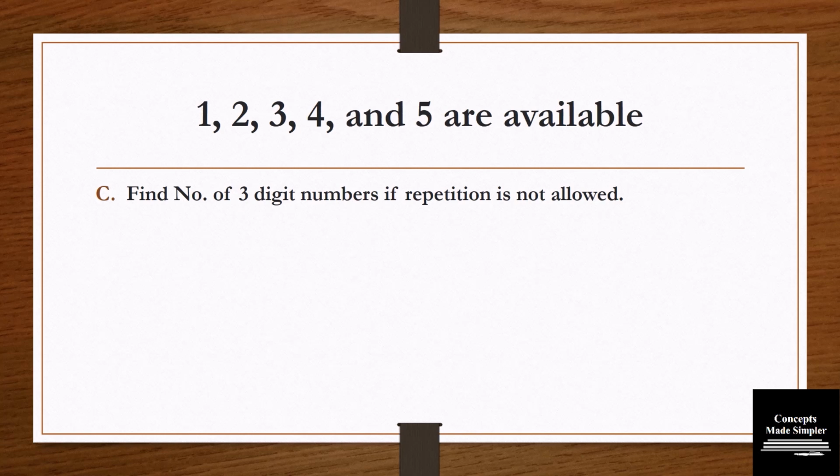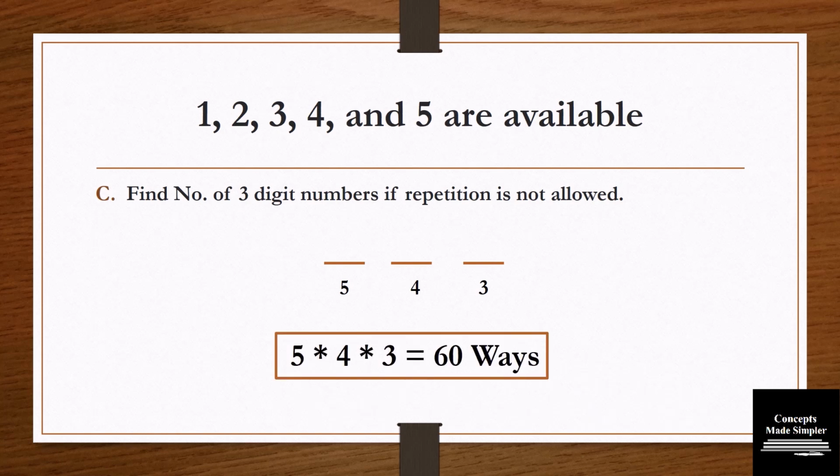The next question is find the number of 3-digit numbers if repetition is not allowed. Please pause the video and try to solve this question by yourself. The solution is, since we have to form only a 3-digit number, we require only 3 placeholders. The first placeholder can be occupied by any of the 5 digits in 5 ways. Similarly, the next placeholder can be occupied by the remaining 4 digits in 4 ways, and the last can be occupied by the remaining 3 digits in 3 ways. So the solution is 5 into 4 into 3, which is equal to 60 ways.